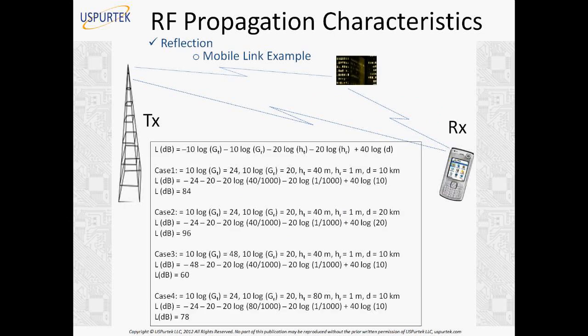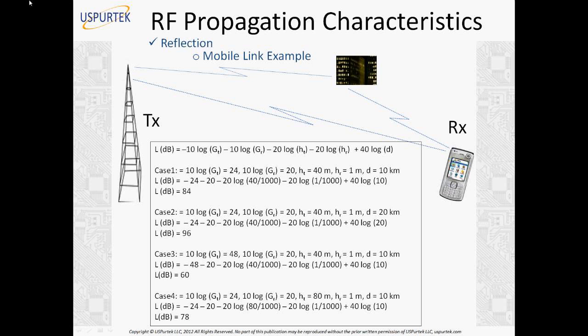Now let's take one example again to understand this a little better. We arrive at this simplified model. Again, I'm telling you, this is a simplified model. If the situation changes, the model will change definitely, and that's why we can't have a general model for everything. Now, just to understand the behavior of this, let's take case one. Here, you have the gain of the antenna. We have 24 for the transmit antenna. Gain of the receive antenna is 20. Height is 40 meters for the transmit, and height is 1 meter for the receive antenna, and the distance is 10 kilometers. We come to a loss of 84 dB.